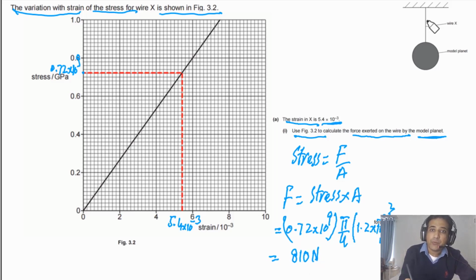So this is the force acting on this wire. This is the tension in the wire. So this is how we can calculate.